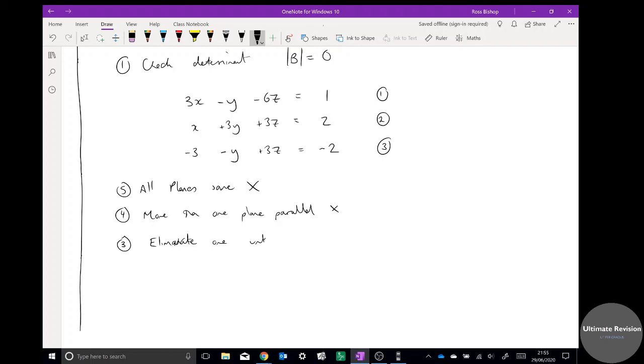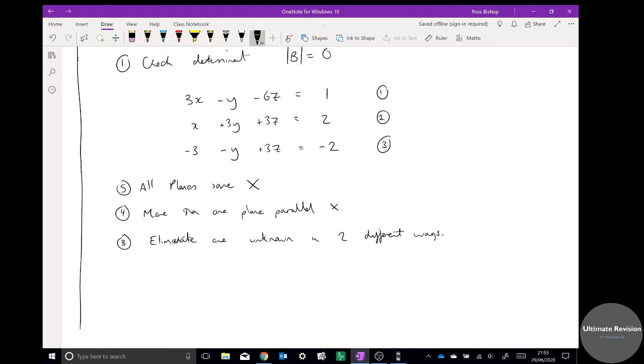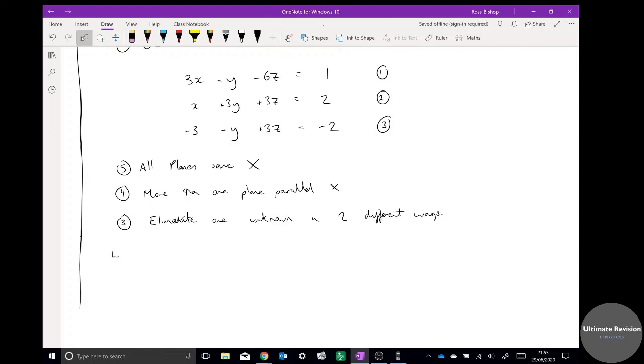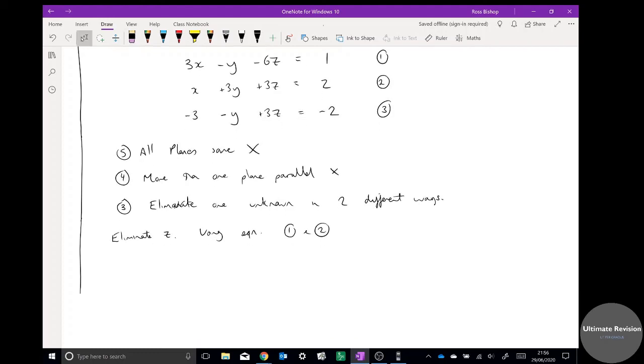one unknown in two different ways. The best thing to do here is to look at an example. So I'm going to eliminate Z, using equation 1 and 2 to begin with. To get the Z's the same here, I'm going to times the second equation by 2. I'm going to just add 2 times the second equation. I'm going to do it in one step and be really careful I don't make silly mistakes.